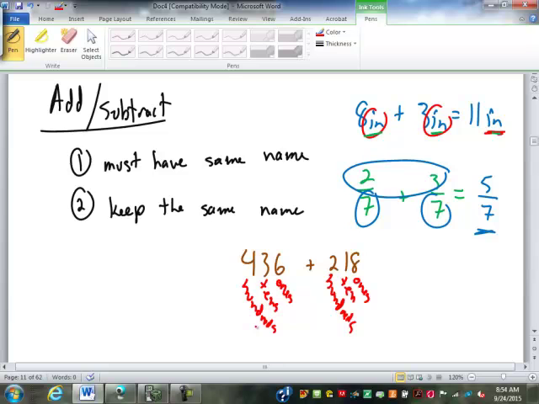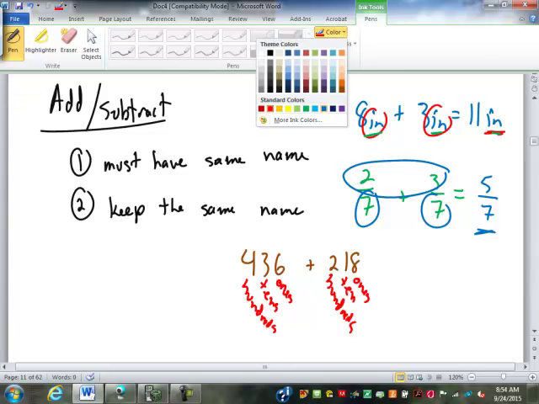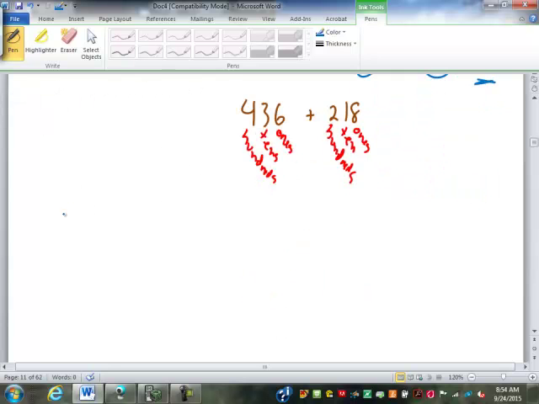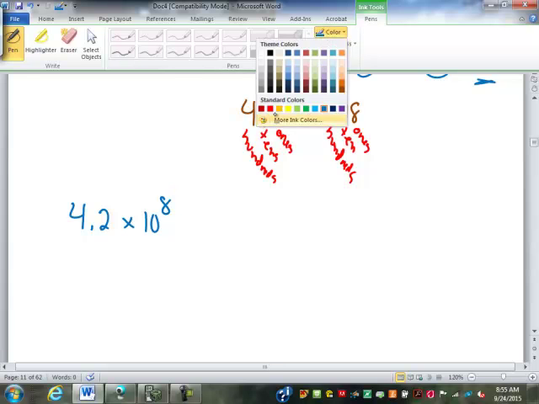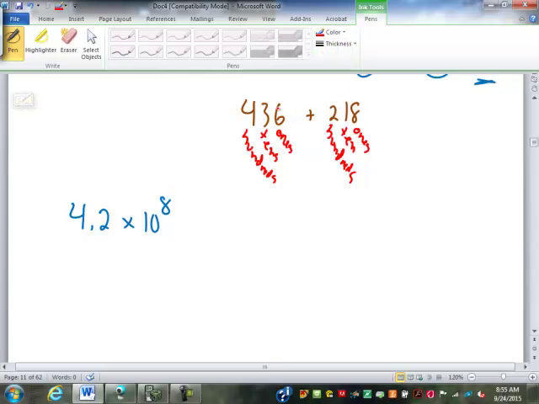But when we add or subtract, that's why we have to line up the columns, so that we're only combining the same names. And we add or subtract straight down so that we're keeping them in that same column, or keeping the same name. In scientific notation, then, what part of the scientific notation is the name? Well, if you think here, what part of the scientific notation is implying a place value? The 10 to the 8th.